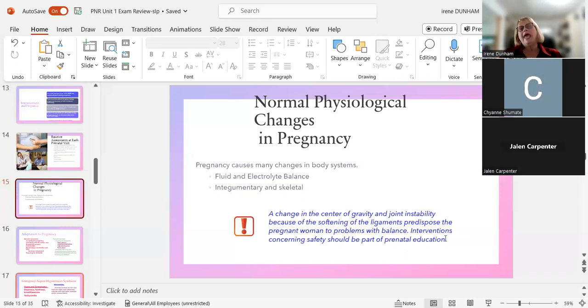And what complication that we discussed the other day is associated with the center of gravity being off and joint instability? Because that leads to a fall, right? So what complications could she get into if she falls? Could she have a threatened abortion or something? No, she's late in pregnancy. If she falls, what could happen? You can have a placental abruption, remember?